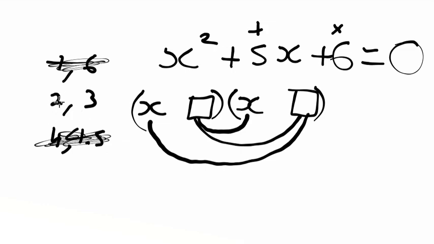And then 2 and 3, 2 times 3 is 6 of course, and 2 plus 3 is 5, so it must be 2 and 3. x plus 2 times x plus 3. Let's look at why. Alright, so x plus 2 times x plus 3.